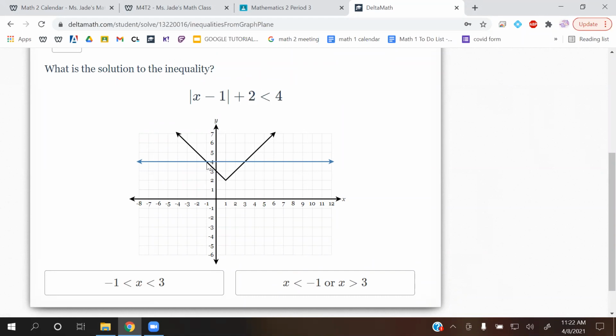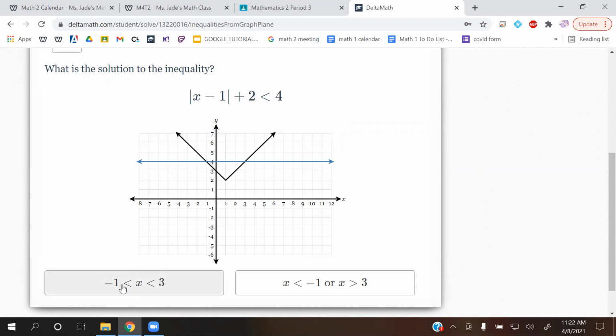So where is it below the blue line? It's below in this little section right over here. In this section that I'm highlighting, the black graph is below the blue line, and that's what we want, because we want our black graph to be less than the blue line. Less than means below, so that's this section. It goes from the x value of -1 all the way until the x value of 3. So we want all the x's between -1 and 3.